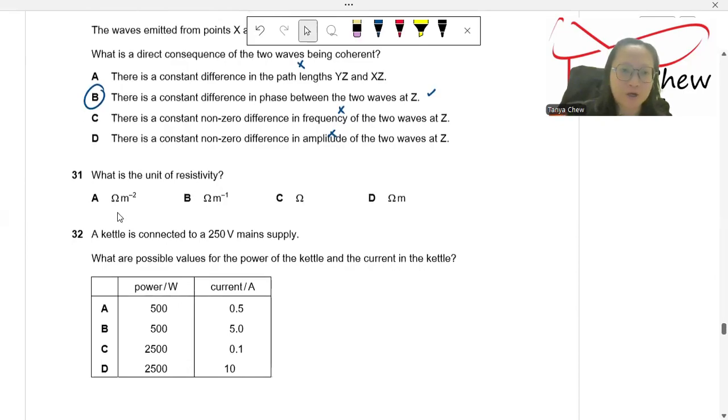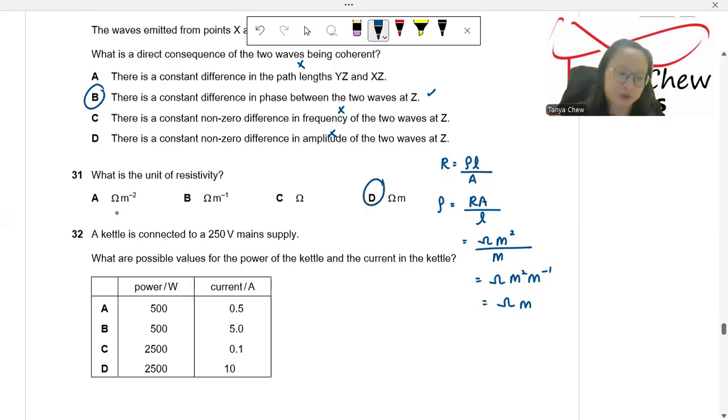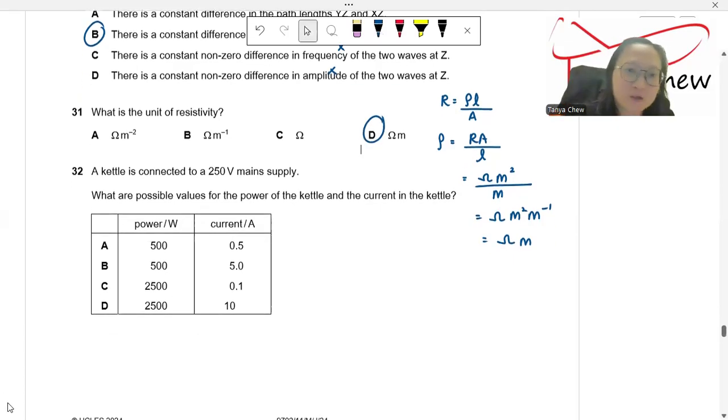Now, 31, what is the unit of resistivity? If you remember, resistance is equal to resistivity times length divided by area. So put resistivity as the subject, RA over L. The unit of resistance is ohm. The unit of A is meter square over meter. So you have ohm meters square times meter negative 1. Therefore, you get ohm meter, because 2 plus negative 1, you get 1. D is the answer.